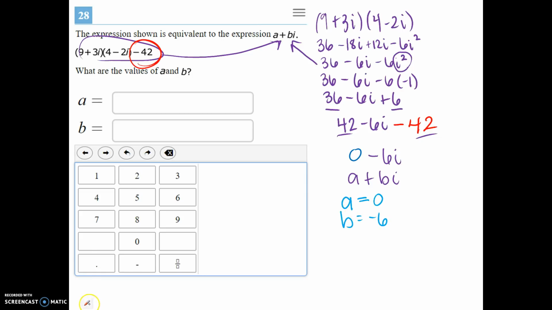If you notice the a plus bi, I'm going to turn this into the highlighter. We've got a plus bi underneath 0 minus 6i. So 0 and a are the same, and then negative 6i and b are the same. I'm not sure if that highlighter helped, but there you go.